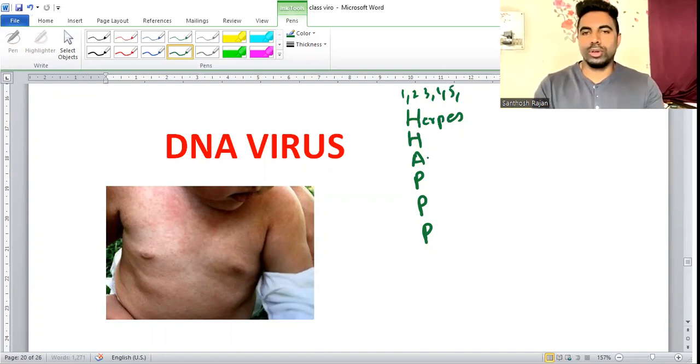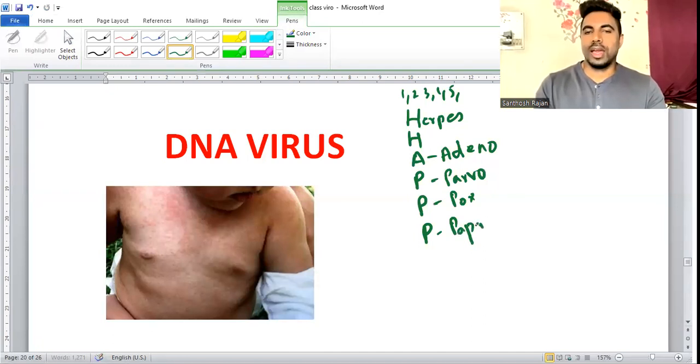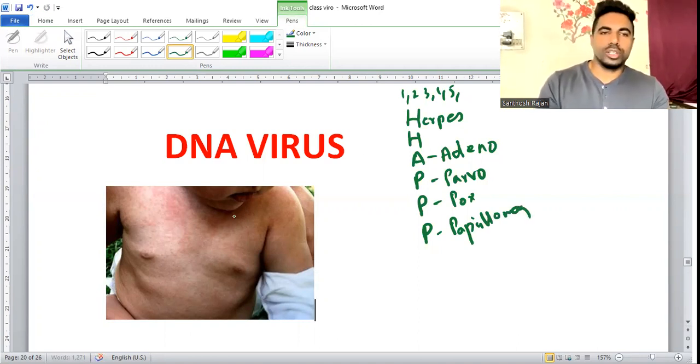So we are going to talk about these viruses. Now, hepatitis B virus will be covered in other, separate classes. But the rest of the DNA viruses we're going to talk about now. You know that H for herpes we are going to talk about, and then adeno, parvo, pox, papilloma. Happy DNA viruses. Now, what is this picture?